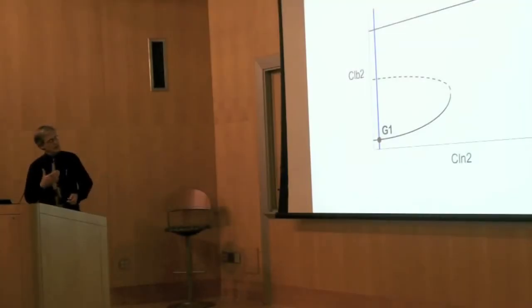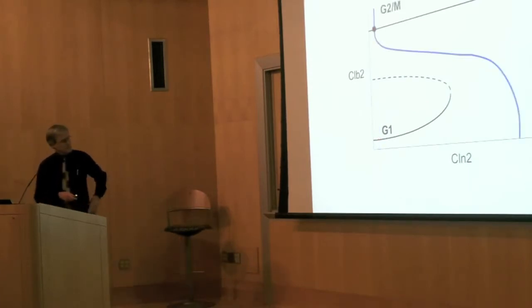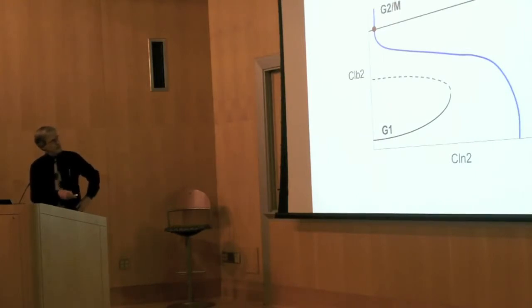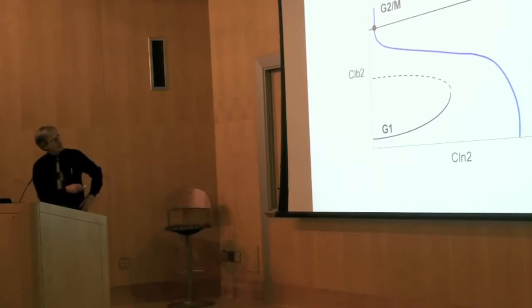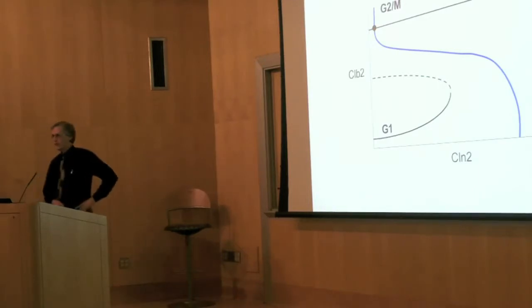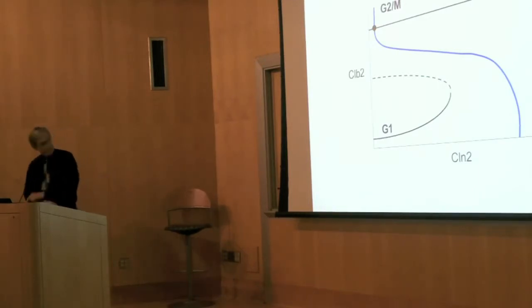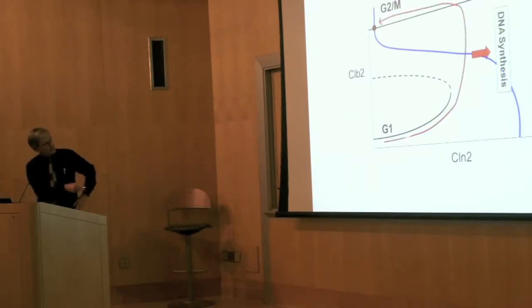Remember, CLIN2 is an enemy of CDH1, and CLIB2 is an enemy of CLIN2. So I should really draw the diagram something like this. When CLIB2 level is low, CLIN2 level can be high. But as CLIB2 increases, CLIN2 level has to decrease. That's what that blue line is telling me. But now if the cell starts here, it was in G1, and it starts making CLIN2, then CLIN2 drives the cell past the switching point.